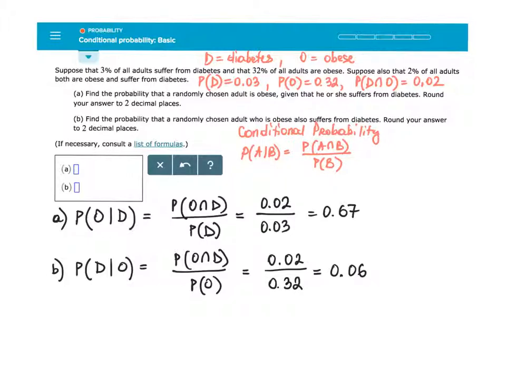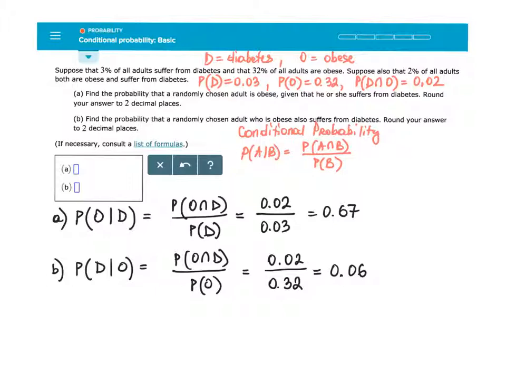Part B, find the probability that a randomly chosen adult who is obese also suffers from diabetes. We want to know what is the probability among people who are obese, also those who suffer from diabetes. So find the probability of someone having diabetes knowing that they are obese.